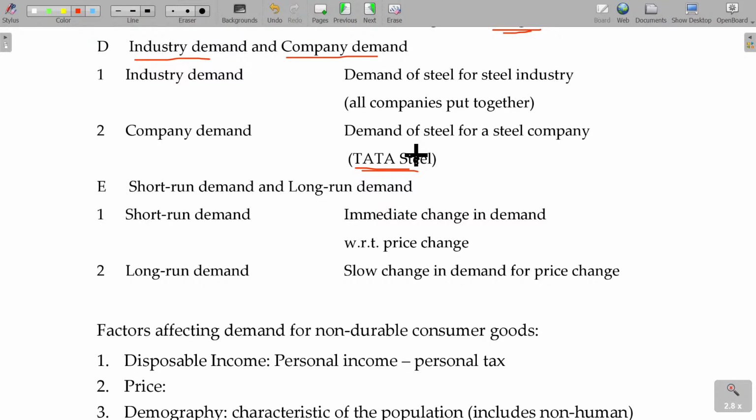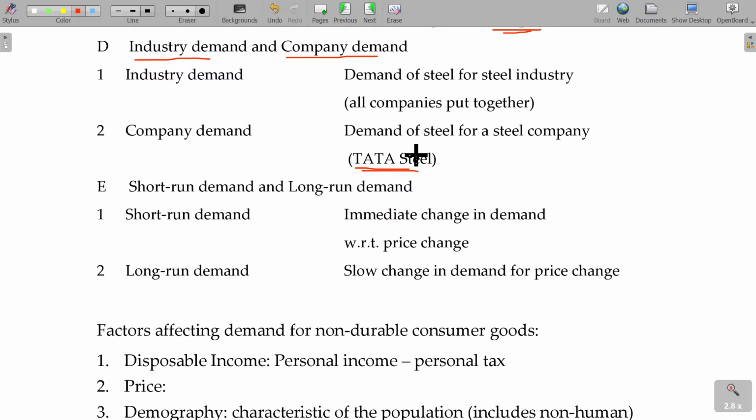Steel is a separate industry, cement is a separate industry, and automobiles is a separate industry. How many industries are there? N number of industries are there. What sort of industries? Steel industry, automobile industry, pharma industry, and telecom industry. If we talk about the telecom industry, how many companies are there? Jio, Airtel, BSNL, Vodafone Idea. So those are called companies.